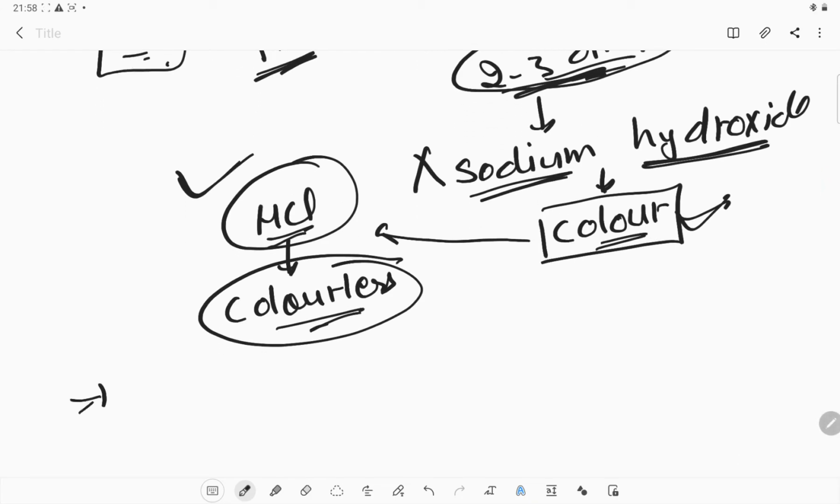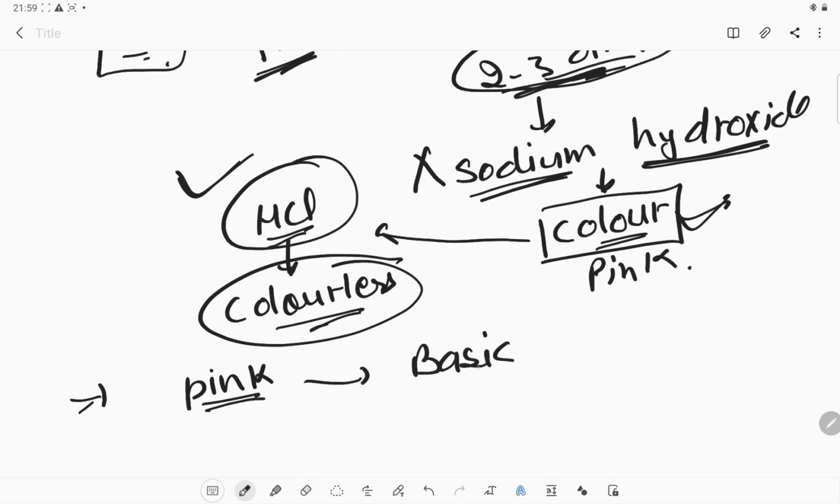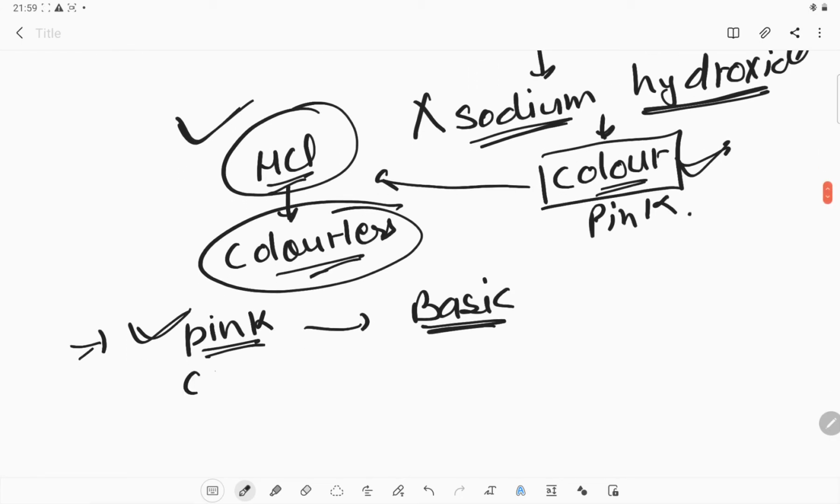What is this whole thing? The phenolphthalein will indicate a pink color. If a solution shows a pink color, that means it is basic. Whenever a solution is basic, it will show us a pink color. If a solution is colorless, with no color in it, that means it is acidic in nature.